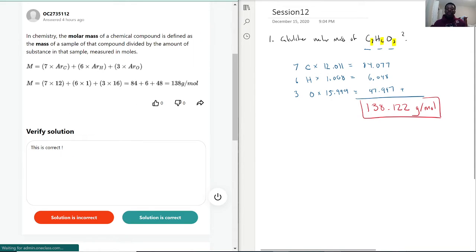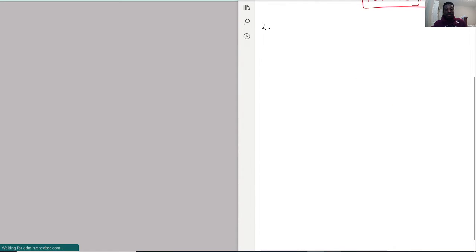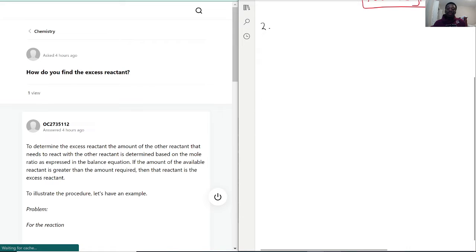And now I'm going to move on to question 2 for today. We have, how do you find excess reactants? So with this, it is a little bit tricky because the way excess reactant is determined is based on the mole ratio. So there's two things here. It's not the mass, and it's not just how many moles each has. It's based on the mole ratio.